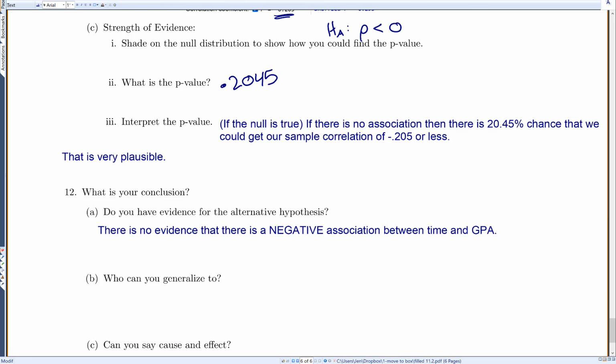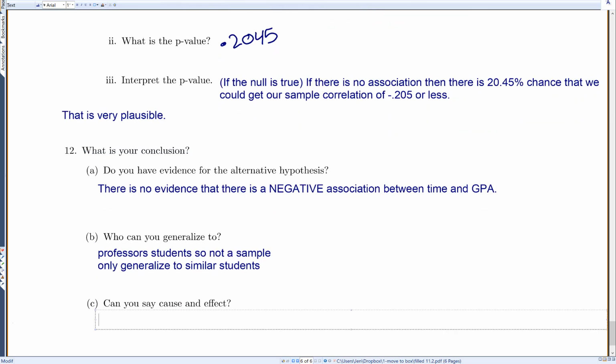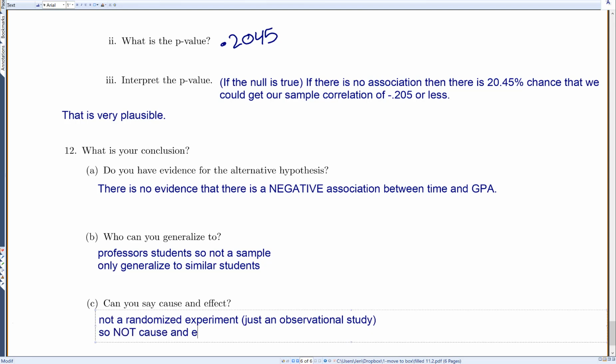Who can we generalize to? If you remember, these are her students. It is the professor's students, so not a random sample. We can only generalize to similar students. Can you say cause and effect? Well, this was not a randomized experiment. She didn't tell them how much time they could spend on non-school related activities. It was just an observational study because she didn't do anything. She just observed them. She didn't control what they did. So not cause and effect.